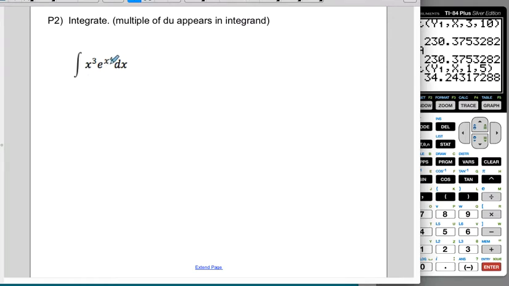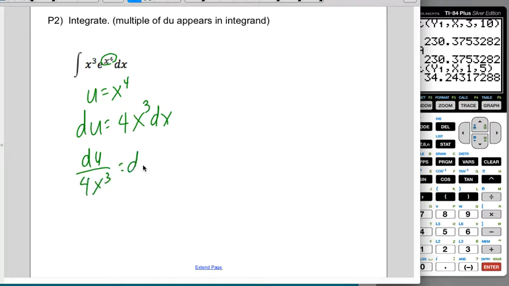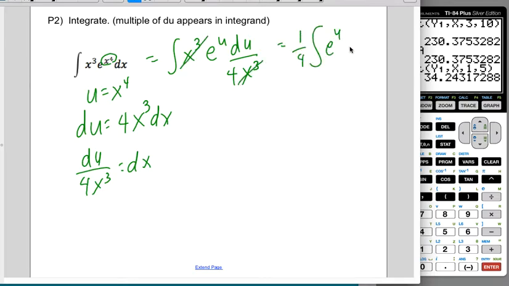So my u is inside another function. My u is going to be the x to the 4th that is inside the exponential function, which means my du is going to be a 4x to the 3rd dx. When I solve for dx, I get du over 4x to the 3rd, and pretty quickly that x to the 3rd is going to cancel, because this is a du over a 4x to the 3rd. They cancel. So I get a 1/4 times the integral of e to the u du.